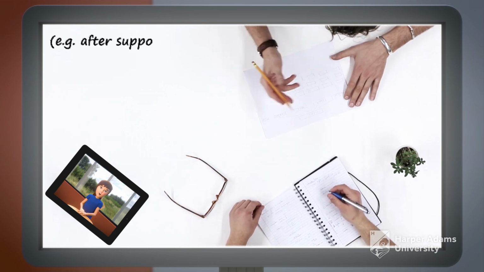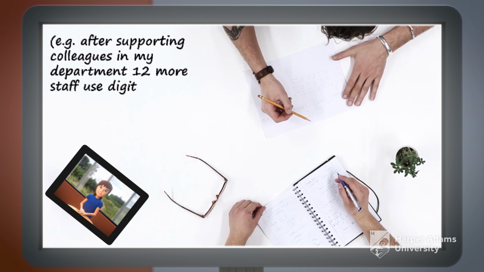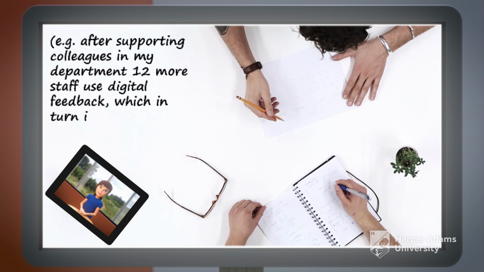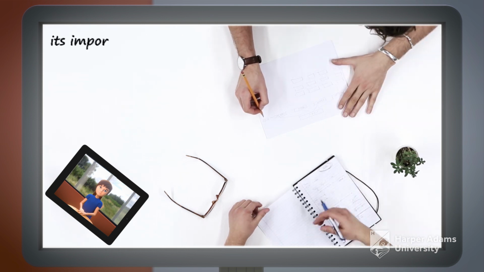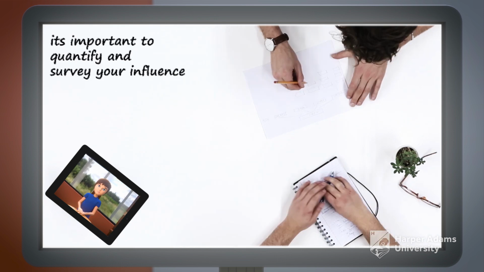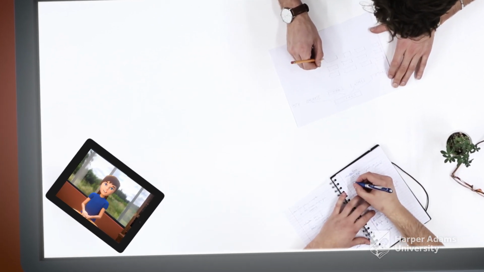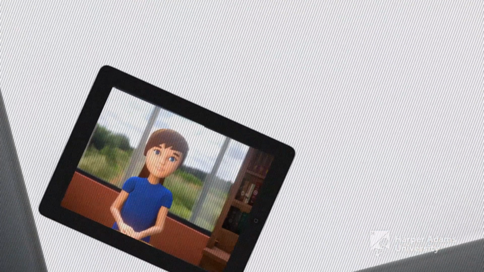For example, you may say, "After supporting colleagues in my department, 12 more staff are using digital feedback, which in turn impacts 260 students." It's important to try and quantify and survey your influence. So you've helped influence others, and that's great, but the next step is to think about the approaches that you use. Did you influence people by chance, or did you have a clear plan?